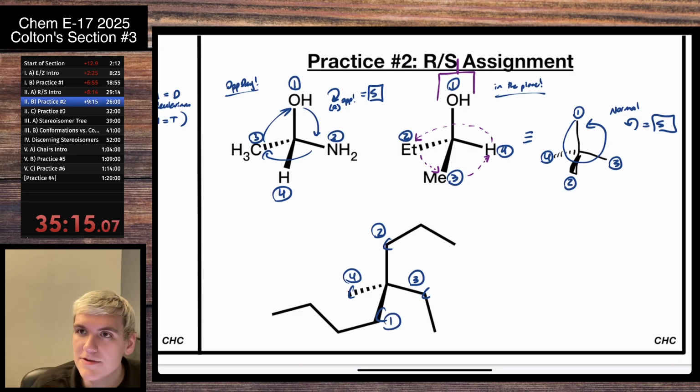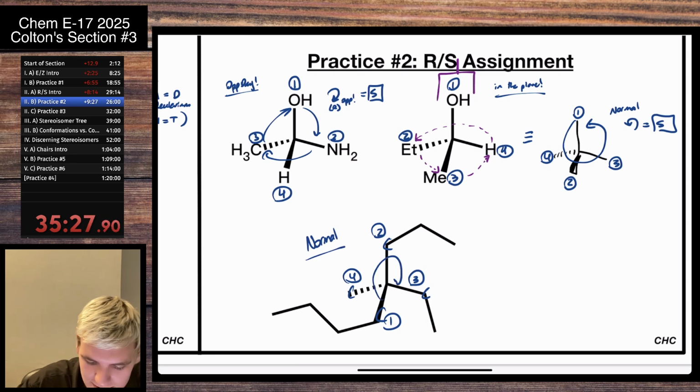And so again, getting to where you can get these kind of visual shortcuts. So now this one's nice. If I saw this on a test, I'd be so happy. Normal mode. So I don't have to do any more work. I just trace 1 to 2 to 3 clockwise. So this is R.